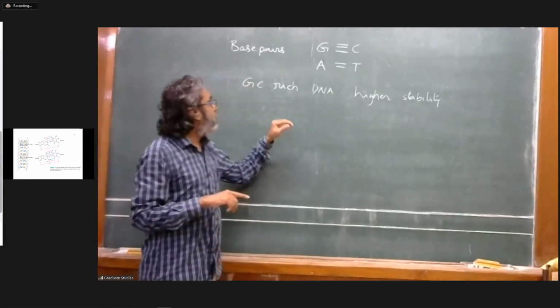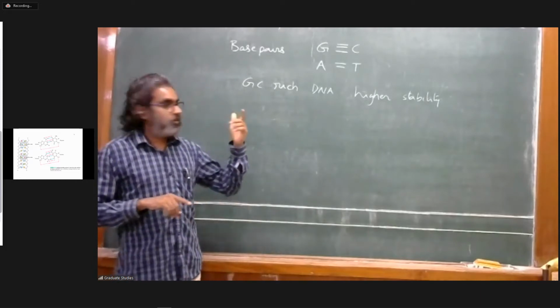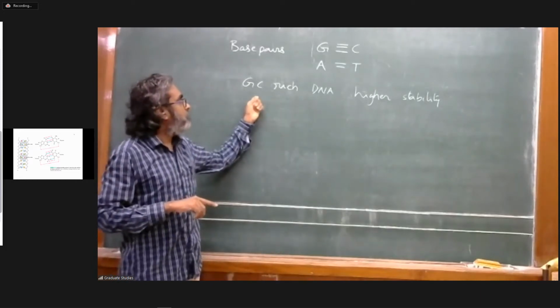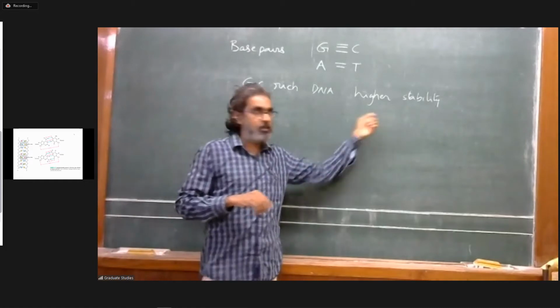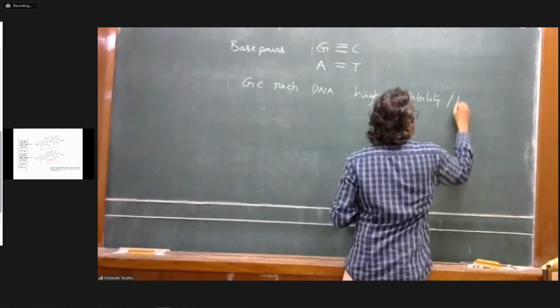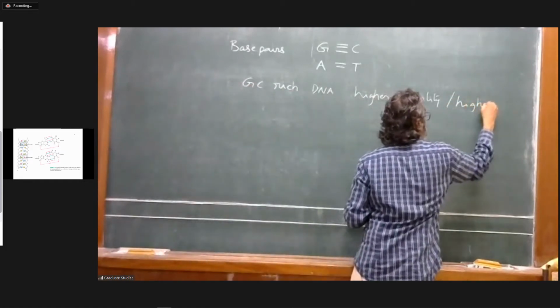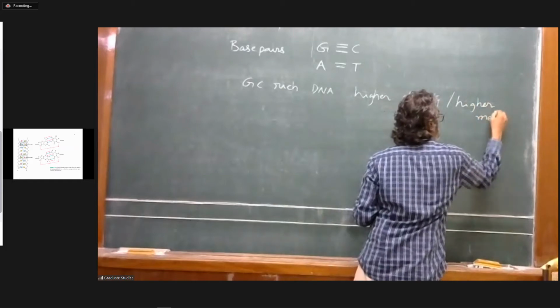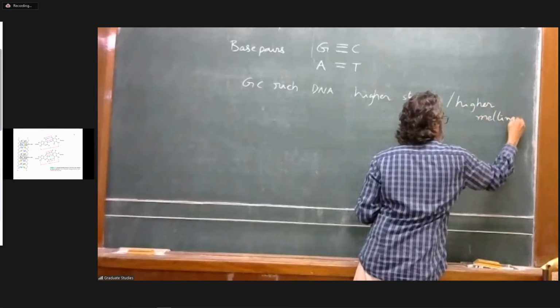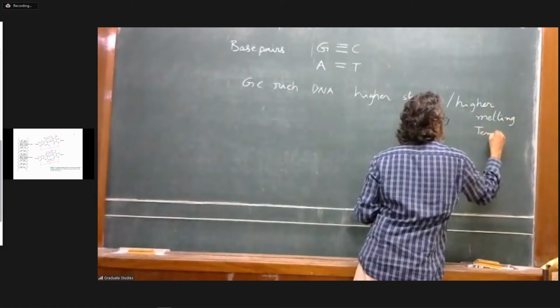So for a given size of DNA, if you have GC-rich DNA, then it has higher stability and higher melting temperature. Melting temperature.